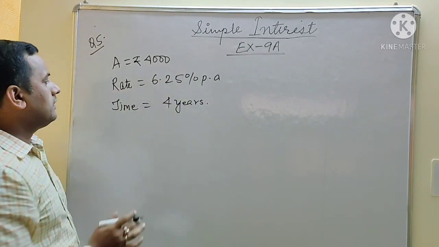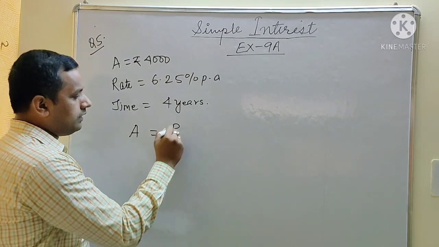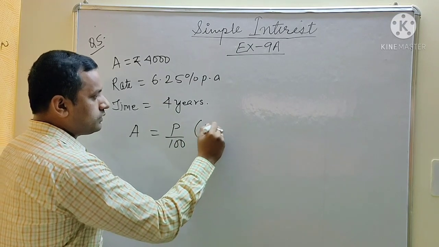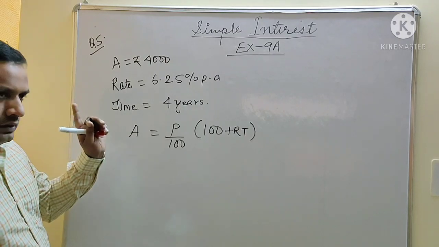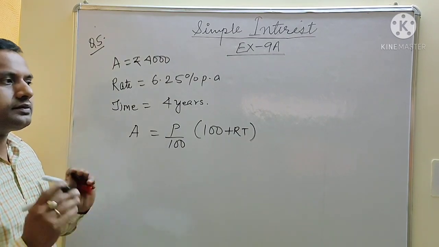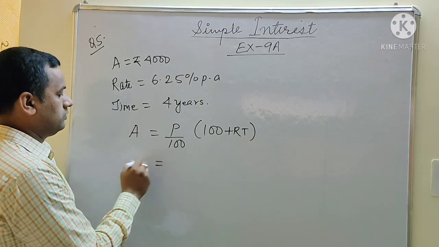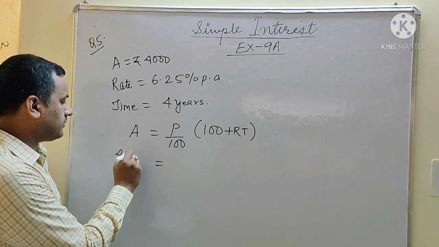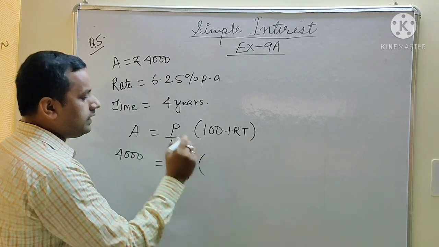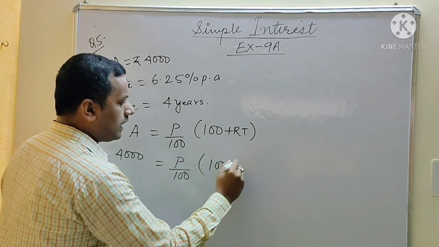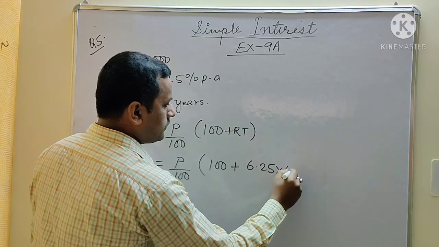Now here you can see we have to find out the principal. So we can use A is equal to P upon 100 into 100 plus RT. We can first of all find out the interest also, and then proceed. That is the alternate method, the second method. So amount is given, 4,000. Directly we can write 4,000 over here, substituting the value. P is not given, so we will write P as it is. 100 plus RT, R is 6.25 and time is 4.